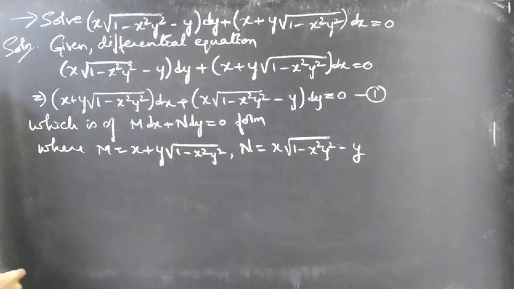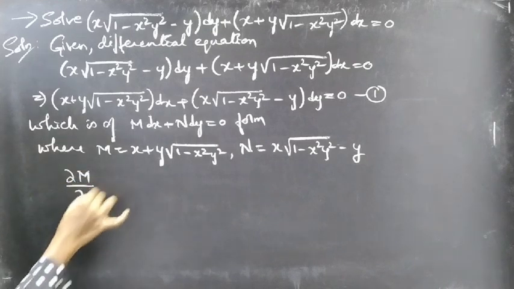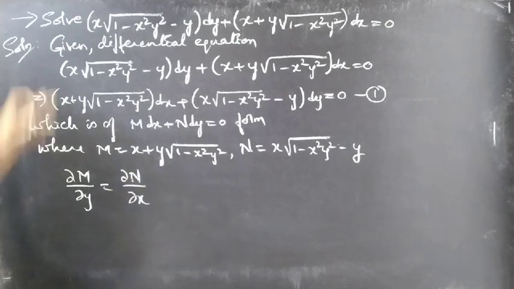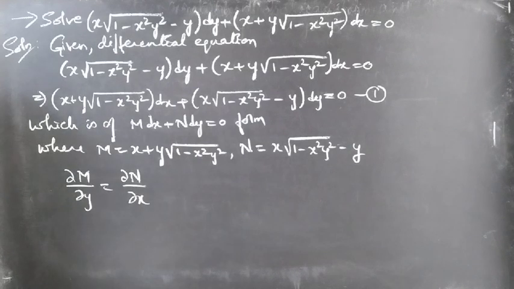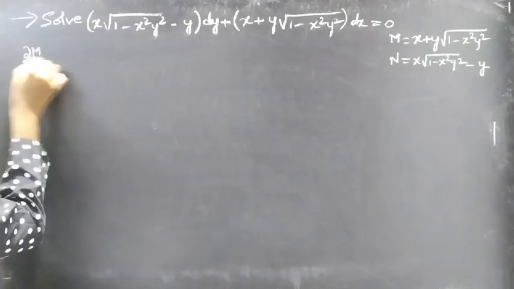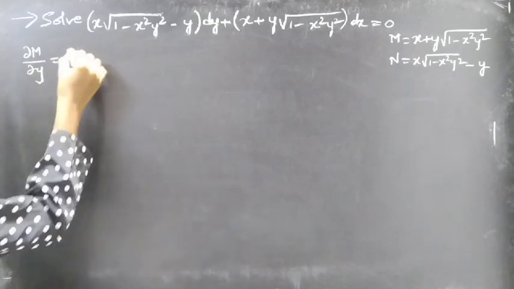Now we'll check whether the given differential equation is exact or not. If the partial derivative of M with respect to y is equal to the partial derivative of N with respect to x, then we can say that the given differential equation, or equation 1, is exact. Okay, let's now find the partial derivatives of M and N. We'll begin with the partial derivative of M with respect to y.